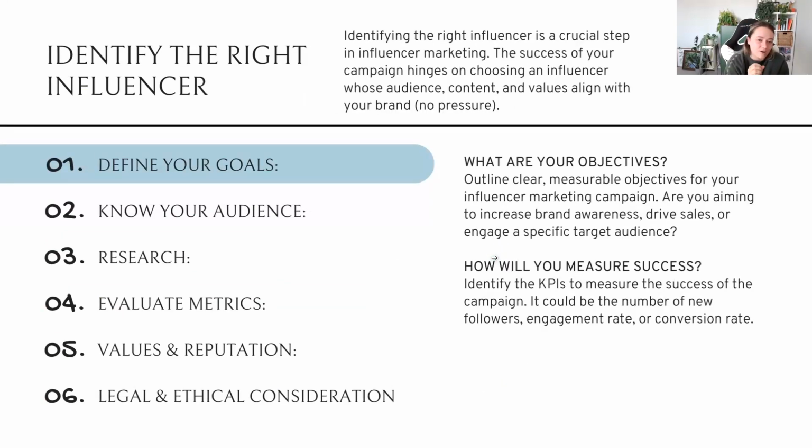Then I want to get into how we're going to identify the right influencer. We took a look at the types, we took a look at the benefits, but now how do you get the right ones? First, we want to define our goals. So what are your objectives? You want to have a clear outline of measurable objectives for your influencer marketing campaign. What are you aiming to get from this campaign? And then how are you going to measure your success? You're going to identify your KPIs, how you're going to be tracking everything. It could even be the number of followers, the engagement rate, or the conversion rate you get from that campaign.